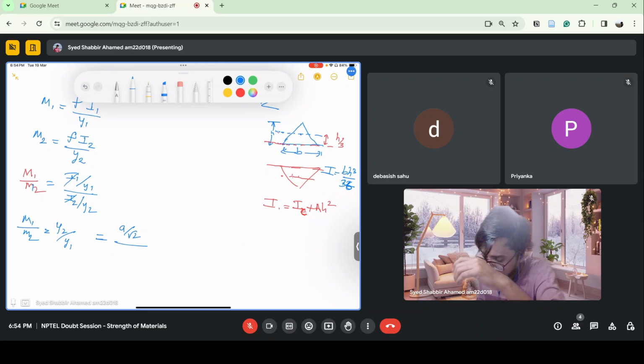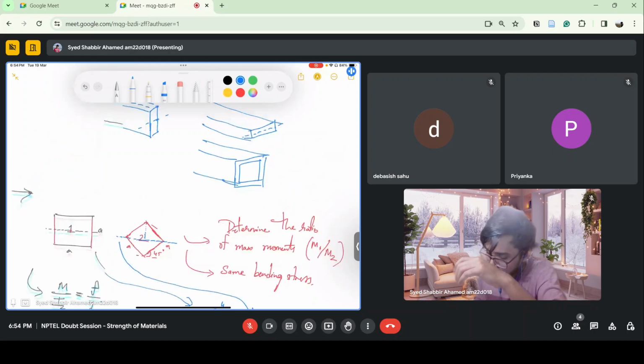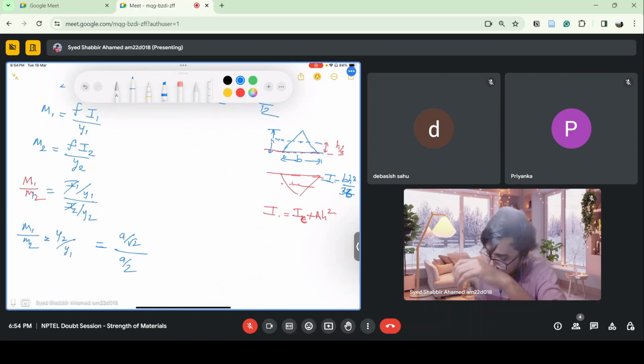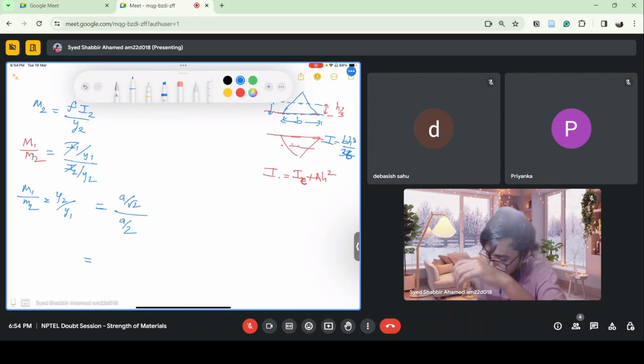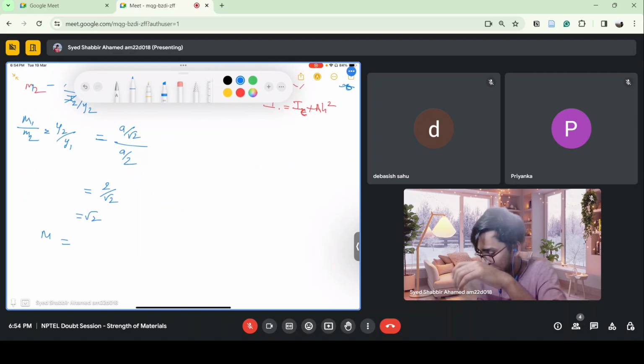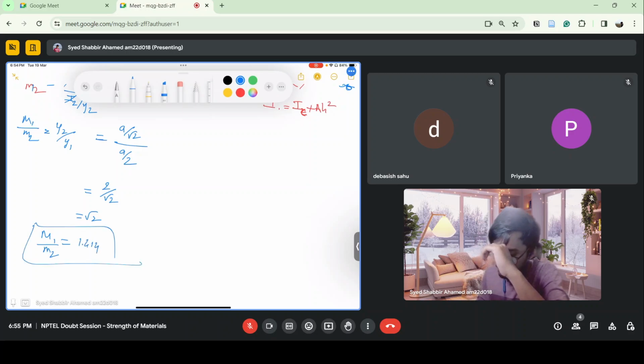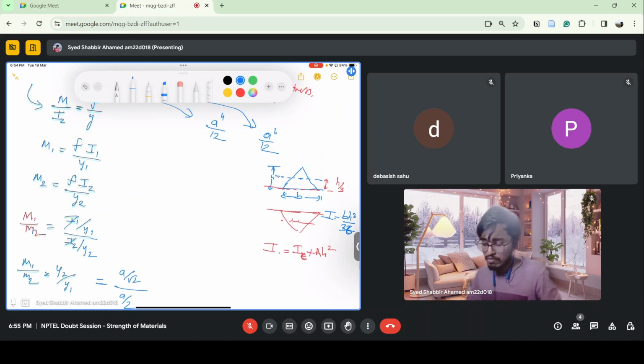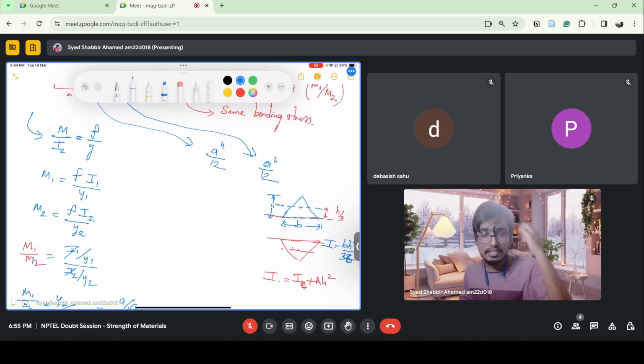And we have this as a by 2. For this, it is a by 2 per square cross section. So we'll remain with 2 by root 2. Again, we'll get root 2. And the ratio of m1 by m2 is 1.414. So this is how bending stress is given.